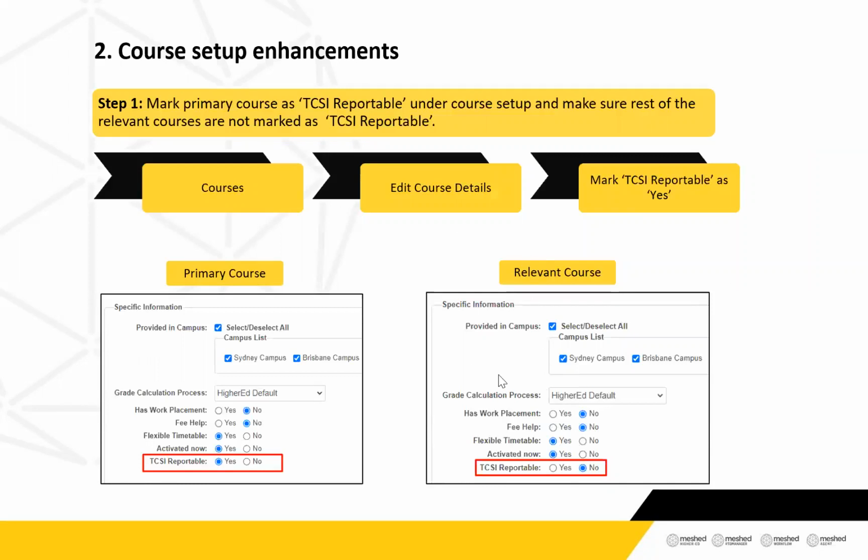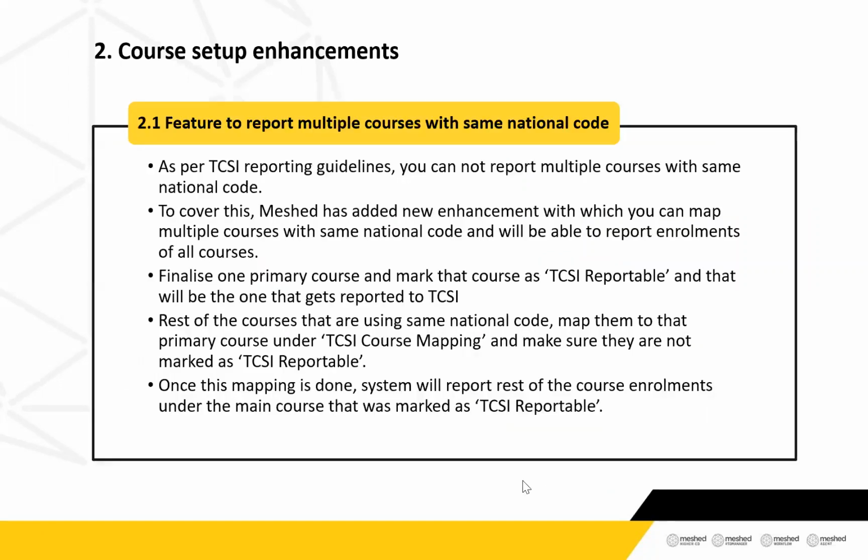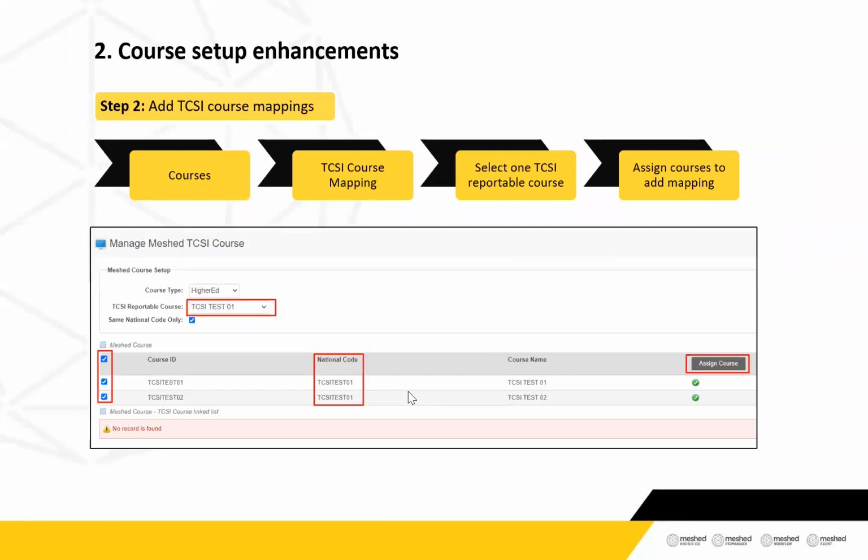Okay. Now, for the relevant courses, which are the rest of the courses, make sure they are marked as TCSI reportable no. Okay. In step 2, you have to go to TCSI course mapping from course, and then there is one more option, TCSI course mapping, and then select for the primary course from this drop down.